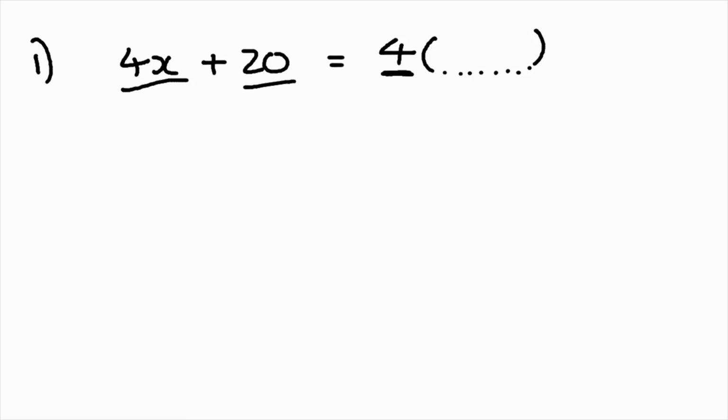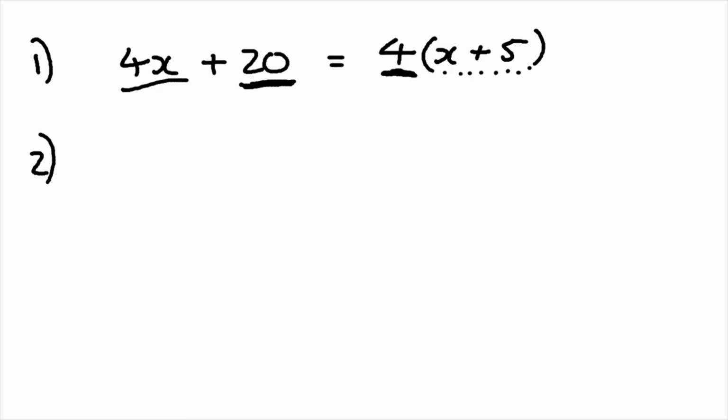Now we've got to ask ourselves, what do we times by 4 to get 4x? Well, 4 multiplied by x gives us 4x. Same idea, what do we multiply by 4 to give us positive 20? And that would be positive 5, plus 5.